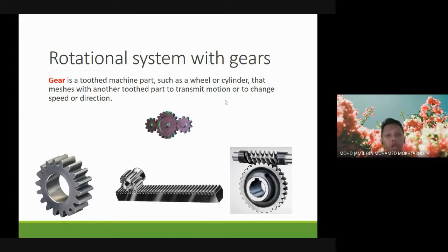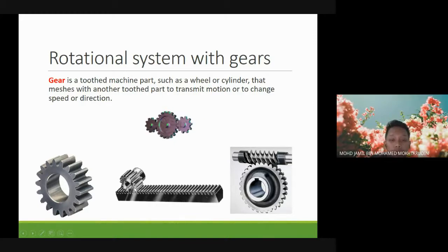Okay, so let's move on to rotational systems with gears. Firstly, let's look at what a gear is. A gear is a toothed machine part, such as a wheel or cylinder, that is meshed with another toothed part to transmit motion or to change speed or direction. So we have rotational gears.